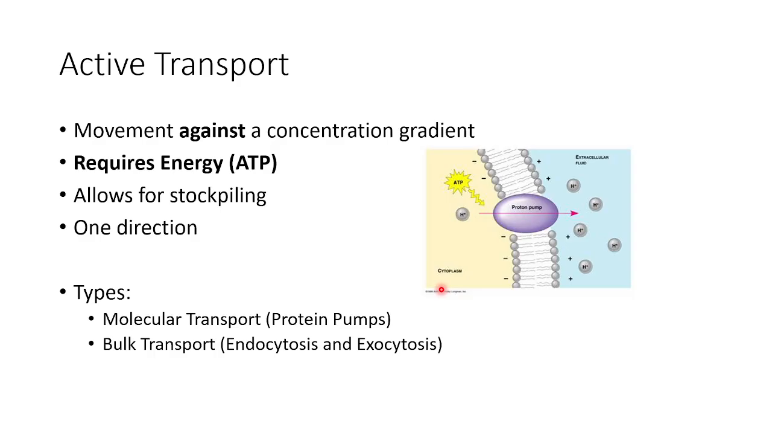The last type of transport is active transport. It is basically the movement against the concentration gradient. This requires energy or ATP molecules to carry out these different transport mechanisms, and it allows for stockpiling, and it's a one direction mechanism. So here you see the proton pump, or what we had studied as a uniport. Okay, so it's a one directional motion.